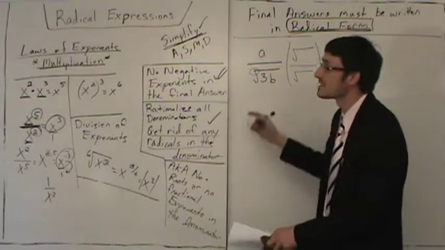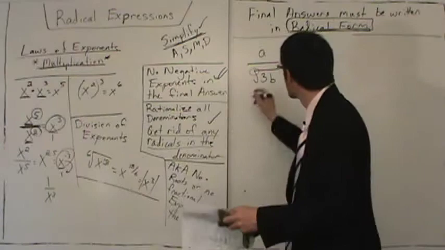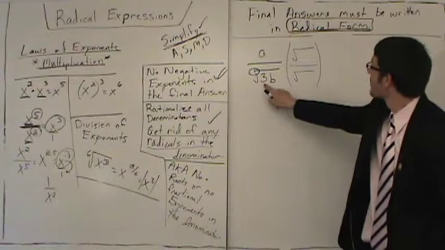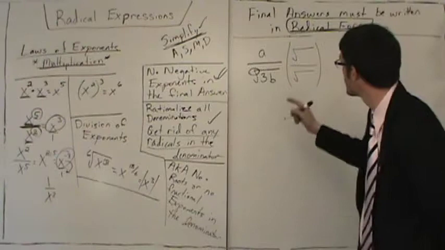And the question is, how many 3s do we need to create a group? We want to take groups out. Since our index is 2, we need a total of 2 3s, and also we need a total of 2 B's. How many 3s do we have? Well, we only have 1 3, and we only have 1 B. So we need to create a group of 2 3s and a group of 2 B's by putting in more 3s and more B's. If we have 1 3, how many more 3s do we need?